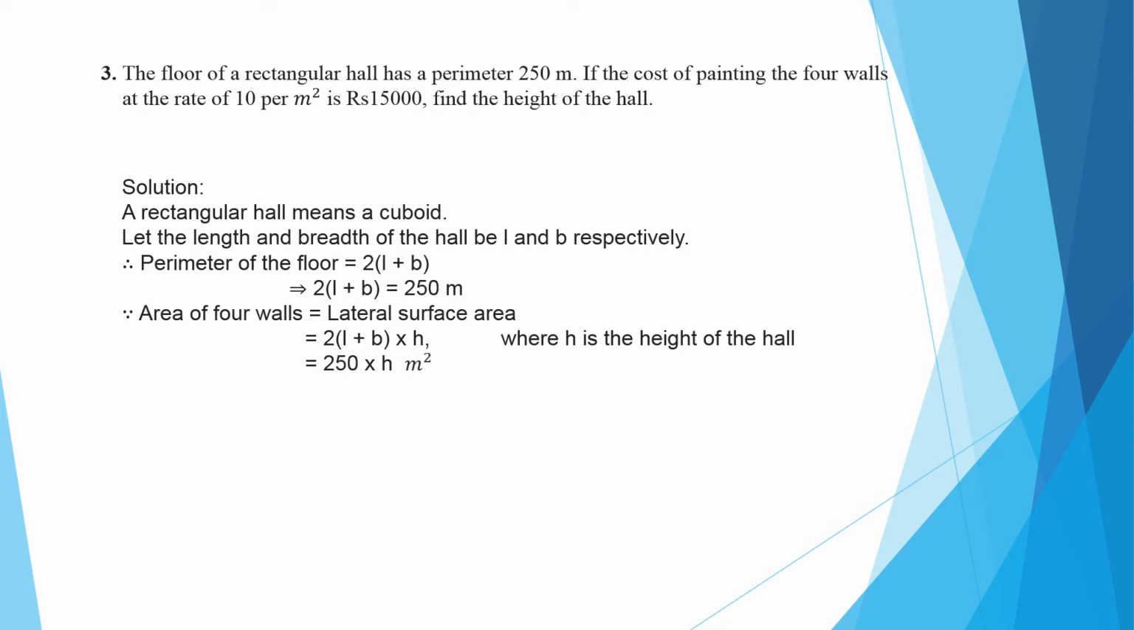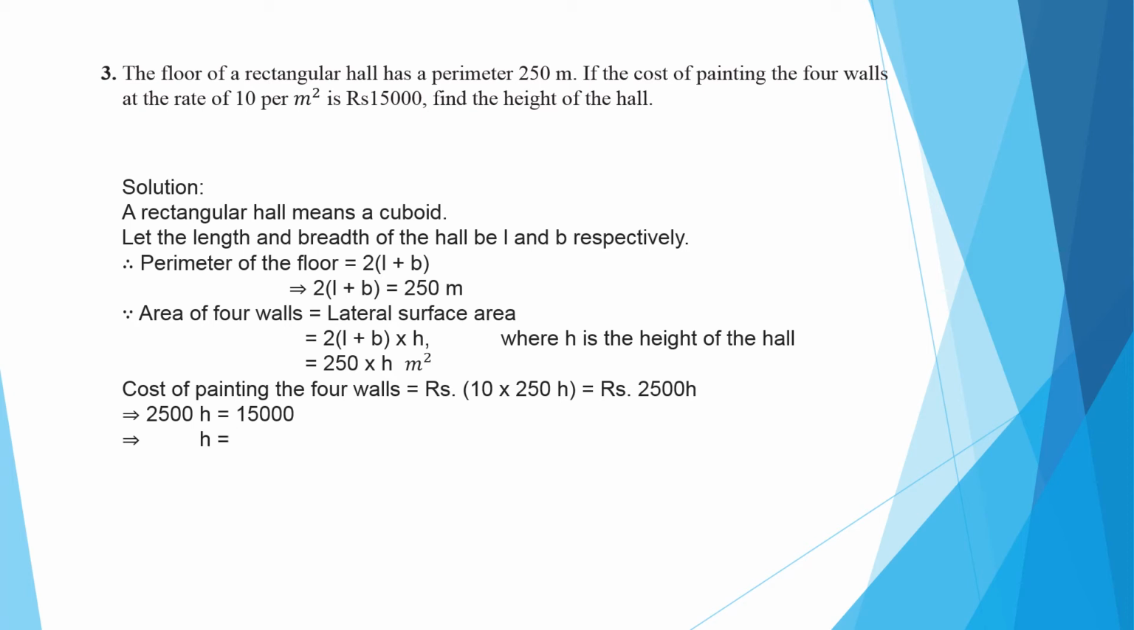Now substitute all those values. So 250 into H, that is meter square. After that, the total cost of painting is given as how much? Rupees 15,000, and this can be obtained by using per meter square is 10, so 10 into 250 H, so 2500 H, and this 2500 H is equal to 15,000 because it is the total cost. So H is equal to 6. In this way we will find the height of the hall.